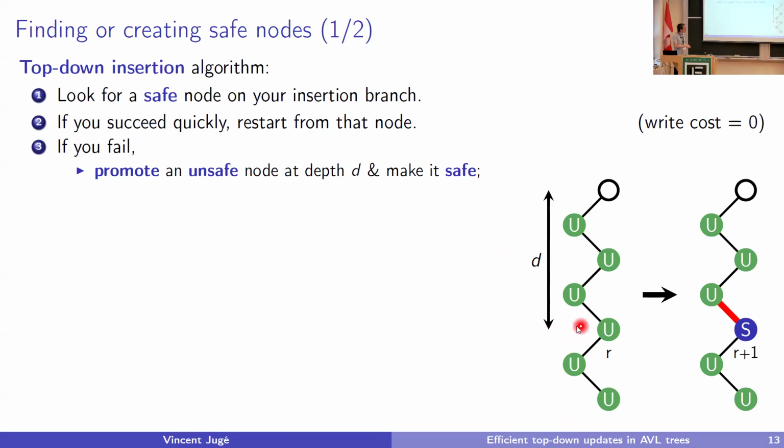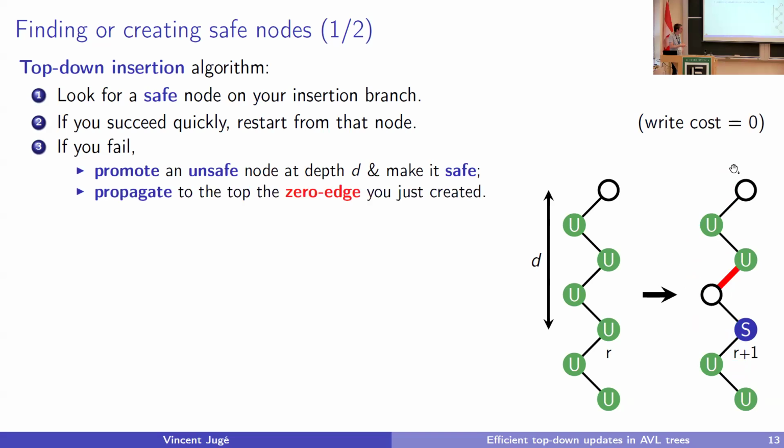So now, I will take the d-th of these nodes, for some parameter d that I will choose later on. And I decide that, okay, I will make this node safe. How can I do that? Well, if I can do it, I would like to promote it and make it safe at the same time. Then it will have rank R+1 and be safe. Now, of course, I have an error, but I will propagate this error up to the top because all my nodes here are unsafe.